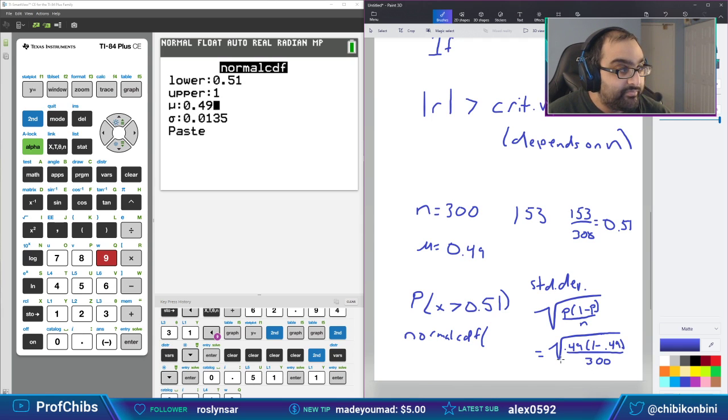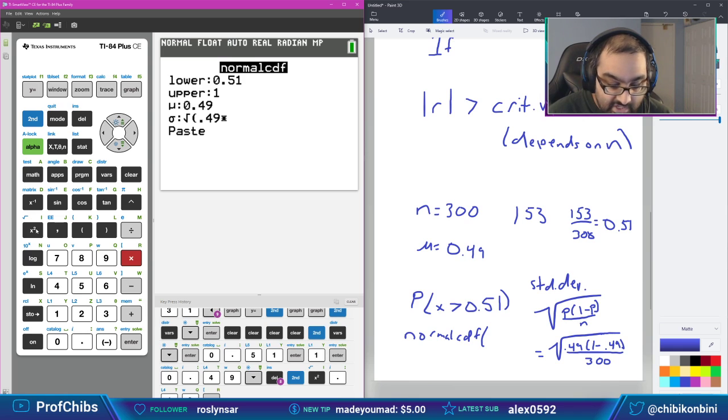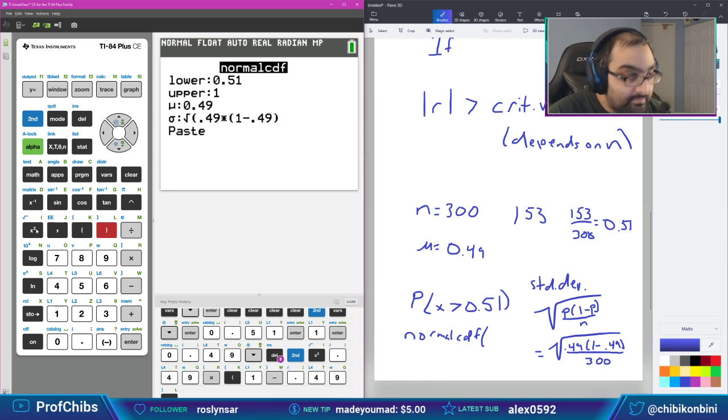So that's what I'm going to be putting here for this last part, the standard deviation: the square root of 0.49 times 1 minus 0.49. I'm going to divide that by 300 since that's how many people we asked, and then we'll close those parentheses. Important here, you do have to close the parentheses for that. Okay, very important.